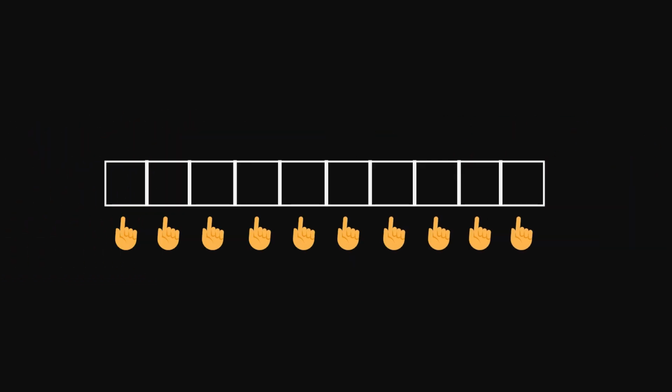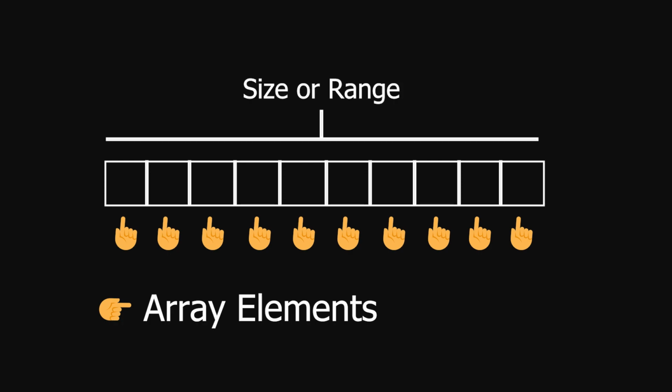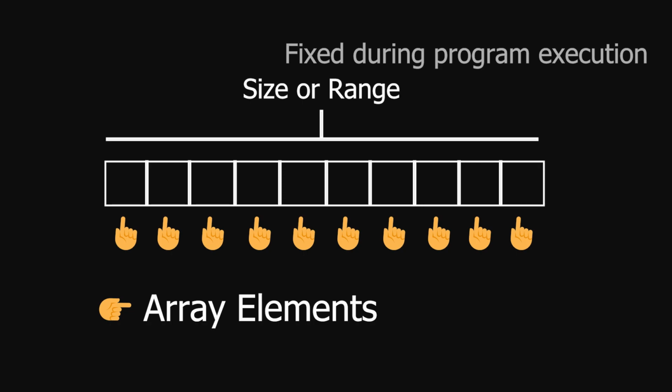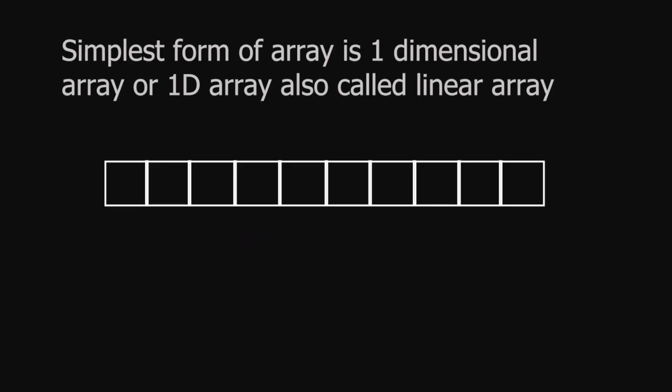An array can store only data of the same type. Same means same. You cannot place a mango with an apple. The memory locations in an array are called elements. The total number of elements in an array is called the size or range of the array, which remains fixed during program execution. The simplest form of array is the one-dimensional array or 1D array, also called a linear array.